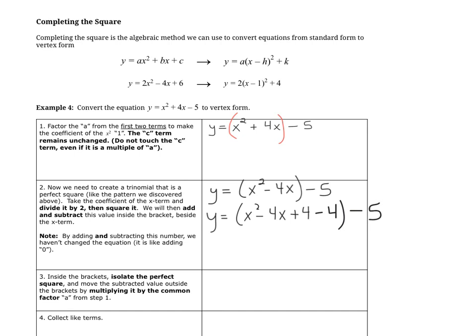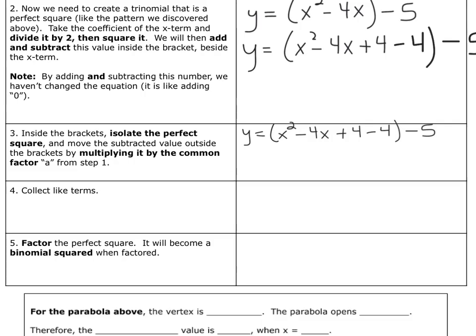Just to recap all of that, I took my b value, which was negative 4. I divided it by 2. I squared it, and that gave me a value of 4. So I took 4 and I added it and subtracted it inside the same bracket, and then I just recopied the number on the end, which was the minus 5.